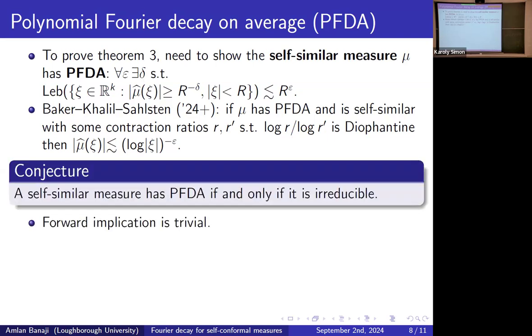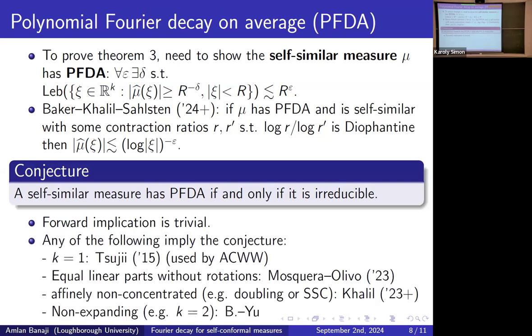So what's known about this property? Well, we would strongly conjecture that every self-similar measure that is not contained in an affine subspace has got polynomial Fourier decay on average. And I'm working on this at the moment. If a self-similar measure does have this property, then it's certainly got to be irreducible, but the question is about the other direction. And this conjecture is known in very many cases.